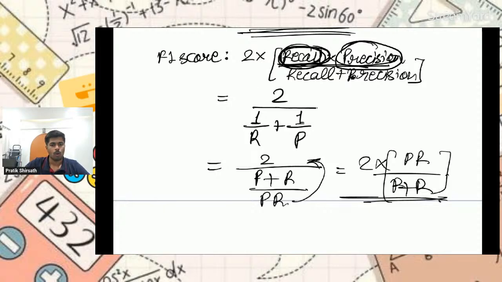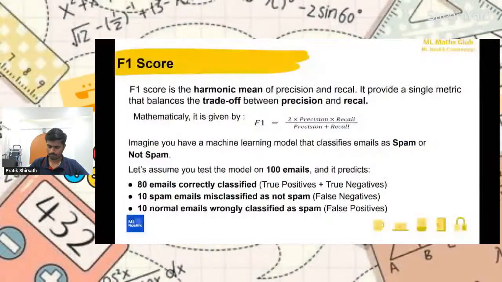Now, what does our PPT say next? Let us jump directly to the example. From that example, I hope you will get what I want to say. So let us focus on the example. Imagine you have a machine learning model that classifies email as spam or not spam. Okay, this is the first one.